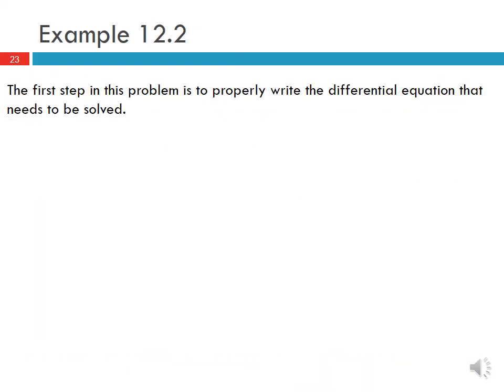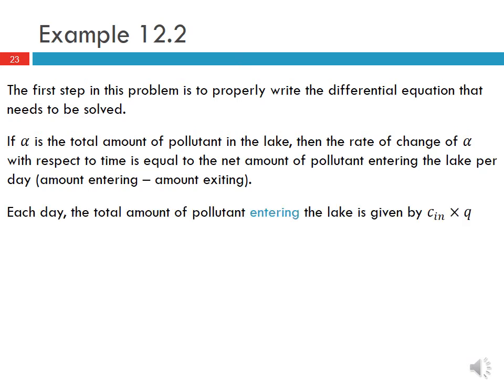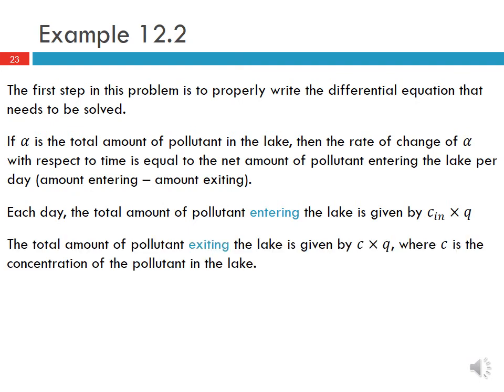So the first step is to properly write the differential equation that needs to be solved. So if we define a parameter alpha as the total amount of pollutant in the lake, then the rate of change of alpha with respect to time is equal to the total amount of pollutant entering the lake per day. And each day, the total amount of pollutant entering the lake is given by C in times Q. And the total amount of pollutant exiting the lake is given by C times Q, where C is the concentration of the pollutant in the lake.